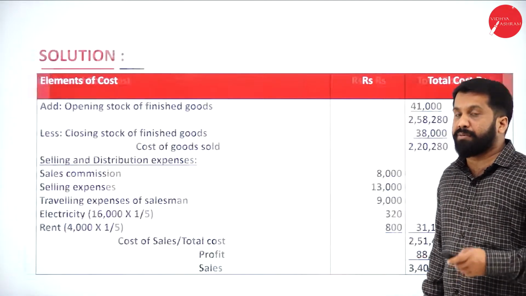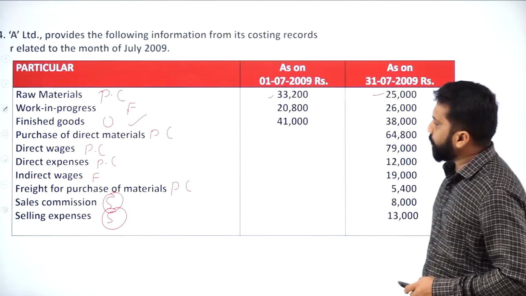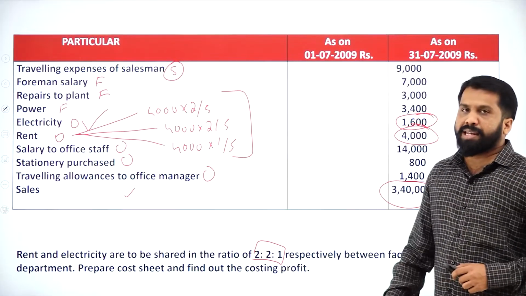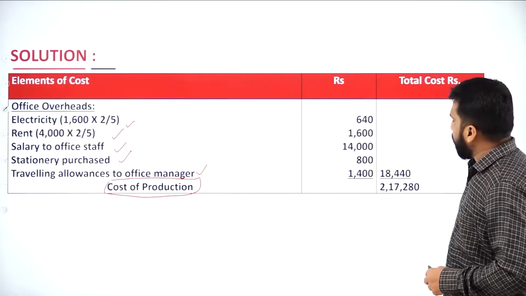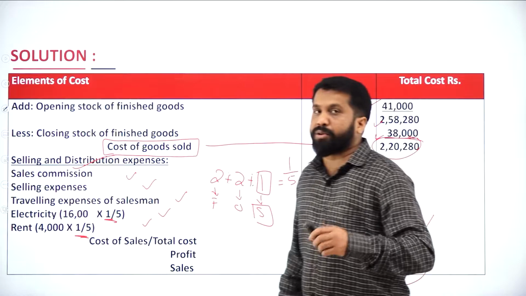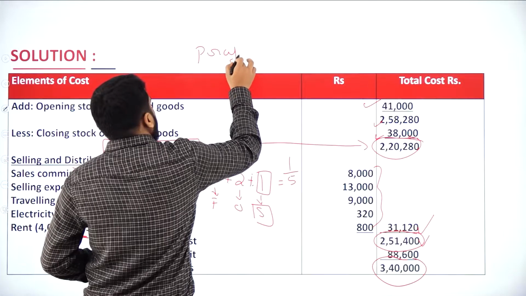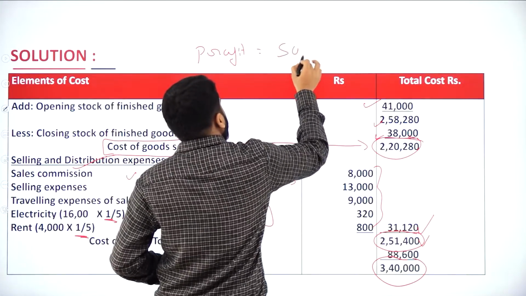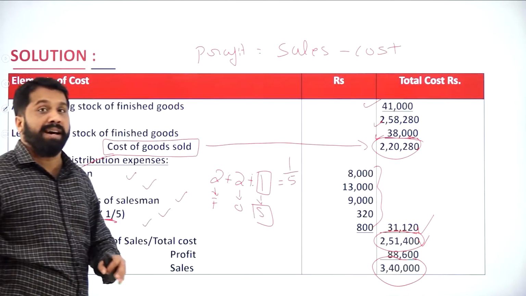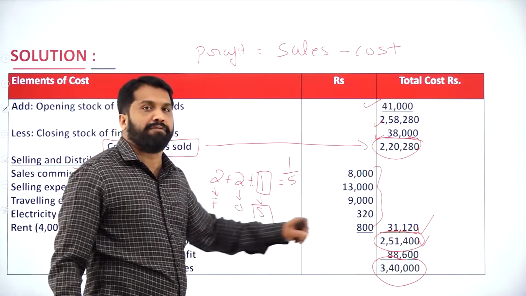Now, the calculation is the sales value. Where is the sale value given? I'll go back to your question. Your sale value is given in the question. See, your selling price is 3,40,000. Now, your selling price is 3,40,000 minus your cost. What is the formula? You know the formula. How to find out profit? Profit is equal to sales minus cost. Profit is equal to sales minus cost. What is your sales? As per this, your sales is 3,40,000.